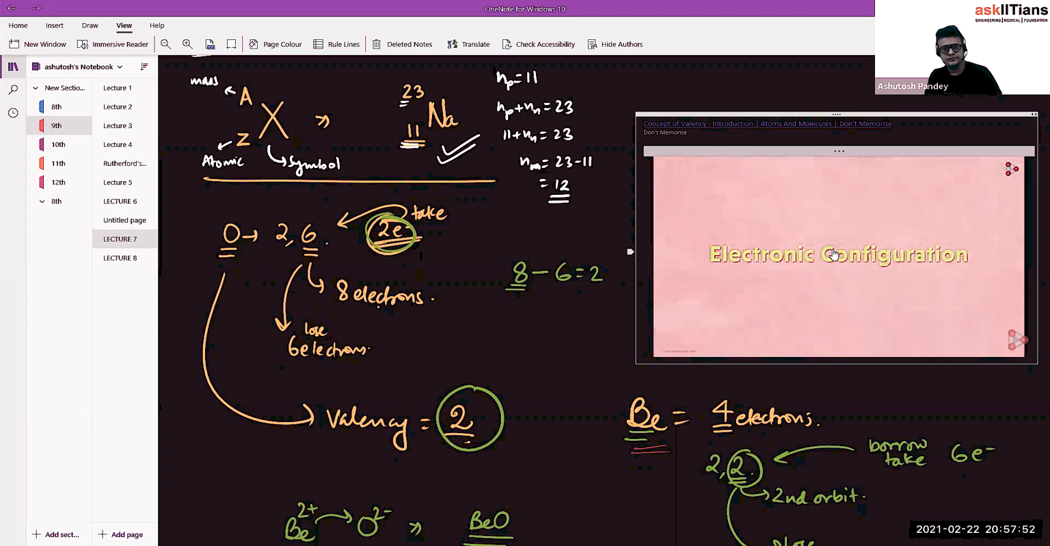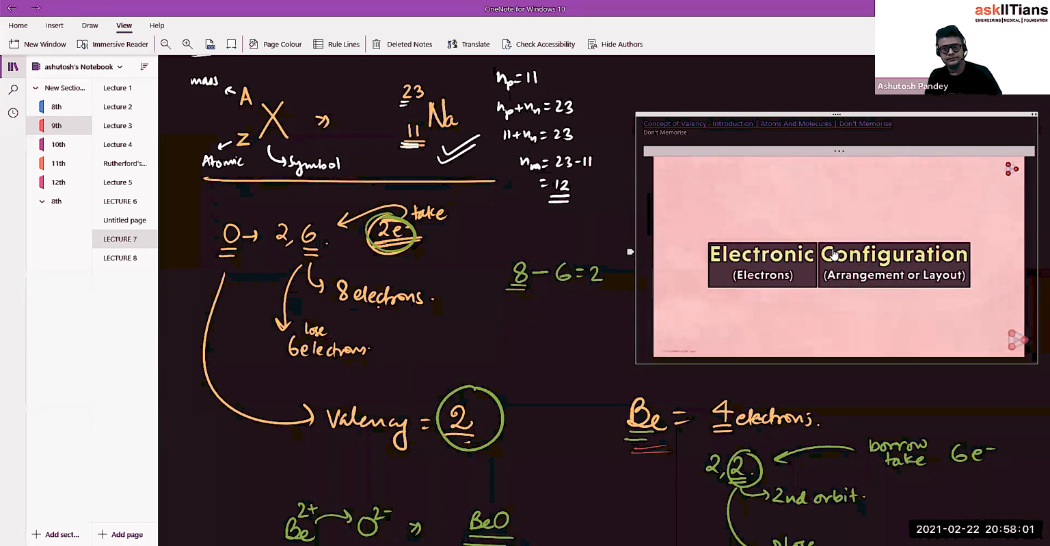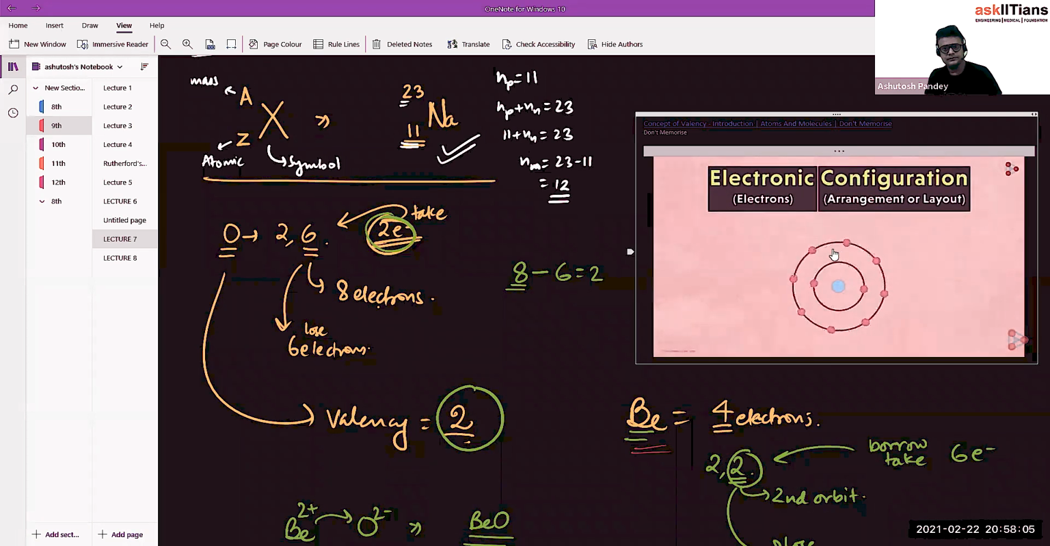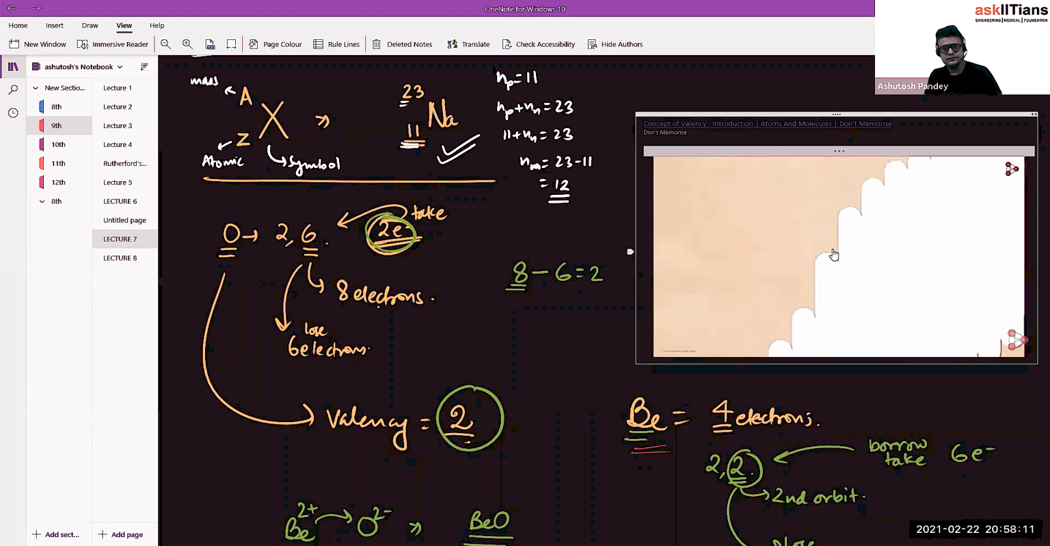Now, what could this be? As the name suggests, electronic refers to electrons, and the term configuration literally means arrangement or layout. That means the electronic configuration of an atom is the arrangement of its electrons in the shells. As simple as that.